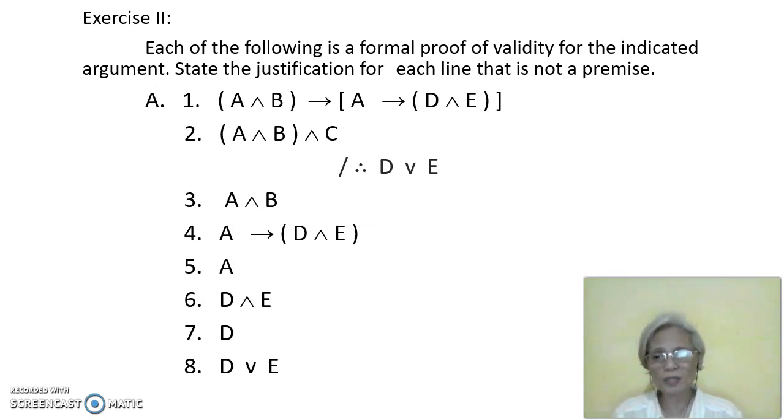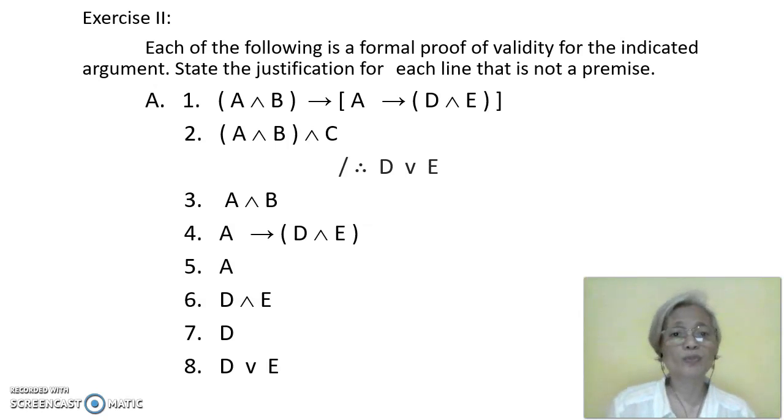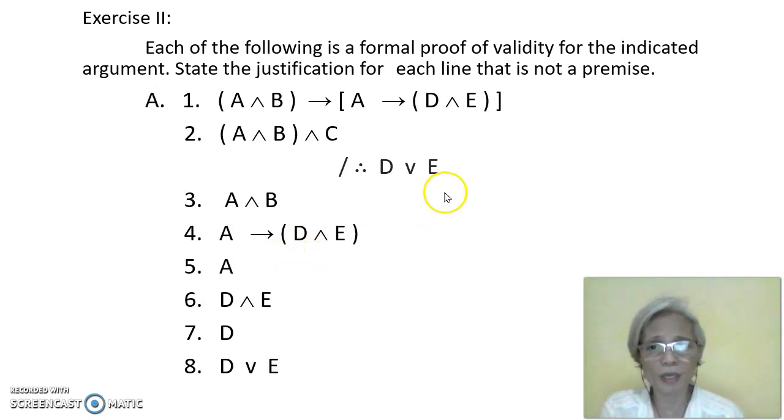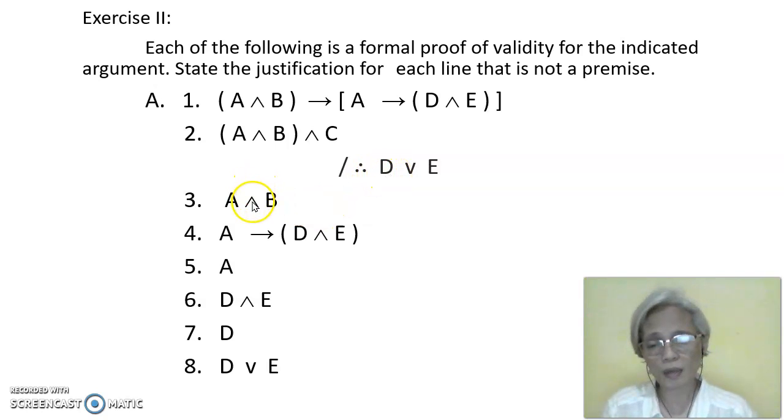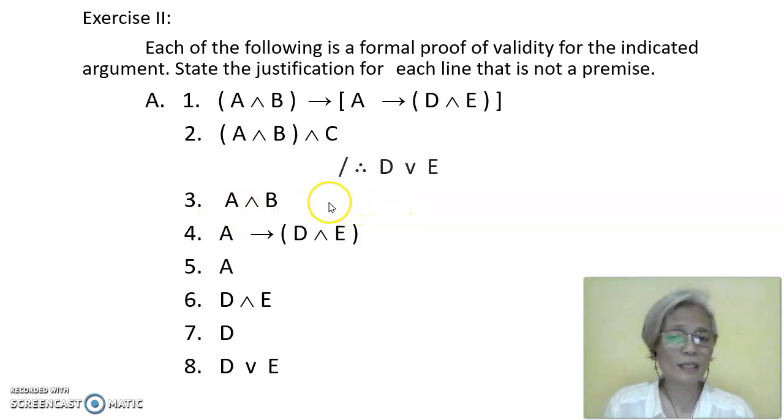For exercise number 2, we are to state the justification for each line that is not a premise. We are given these two premises: A and B implies A implies D and E. Second premise, A and B and C, and we would want to have this conclusion B or E. We are given the proof. We are just to identify the rules of inference used so that these are inferred from the given premises.